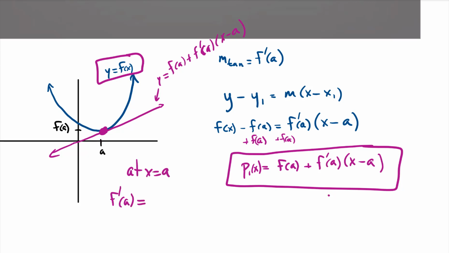F prime of a is equal to this, I wrote it as p sub 1 prime of a. They have the same slope. Hence they have the slope of the tangent line. That's why we did all that stuff. You know what I mean?